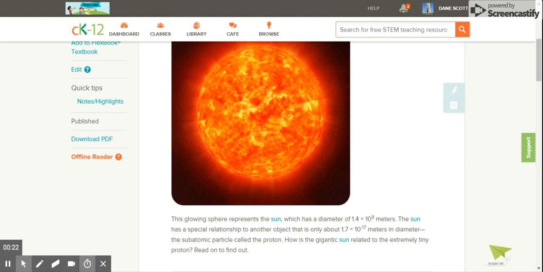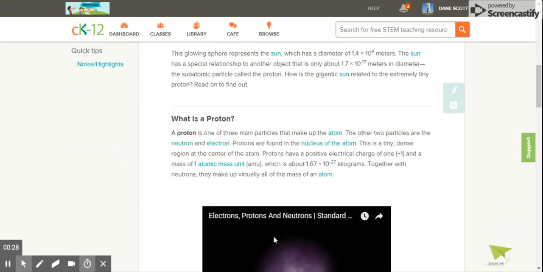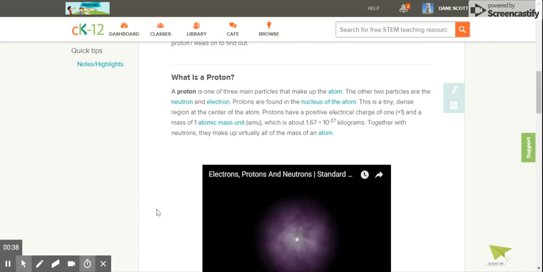How is the gigantic Sun related to the extremely tiny proton? Read on to find out. A proton is one of three main particles that make up the atom. The other two particles are the neutron and the electron. Protons are found in the nucleus of the atom. This is a tiny, dense region at the center of the atom.